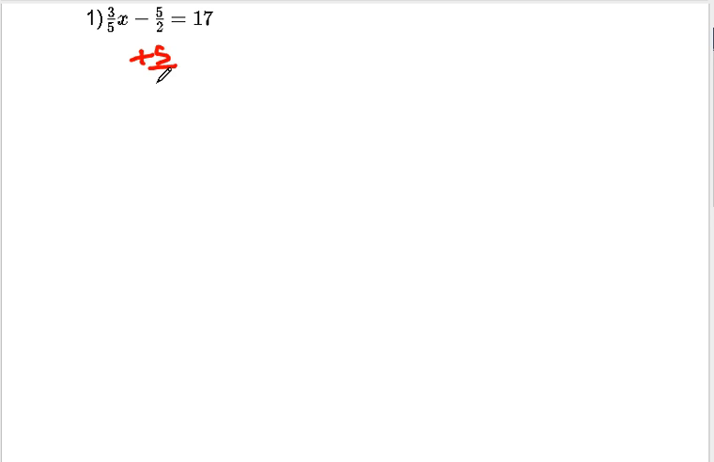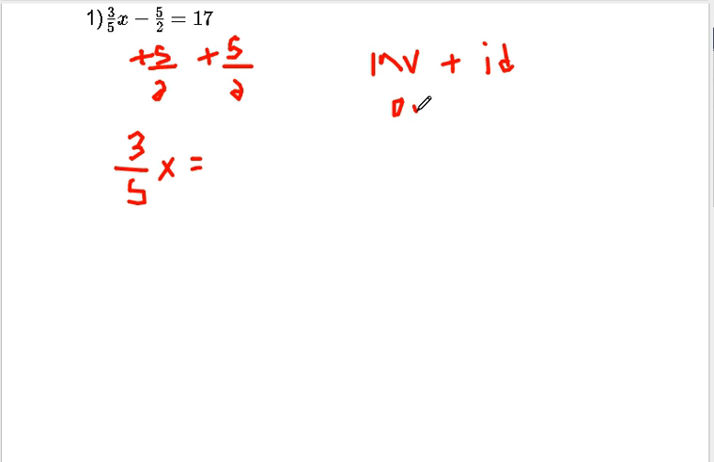Okay, I'm going to add 5/2 to both sides. I'm doing that because of the inverse of addition and the identity of addition. So I add that, I get 0, I'm left with 3/2 x. So I just used inverse and identity of addition. I'm left with 3/2 x equals 17 plus 5/2.